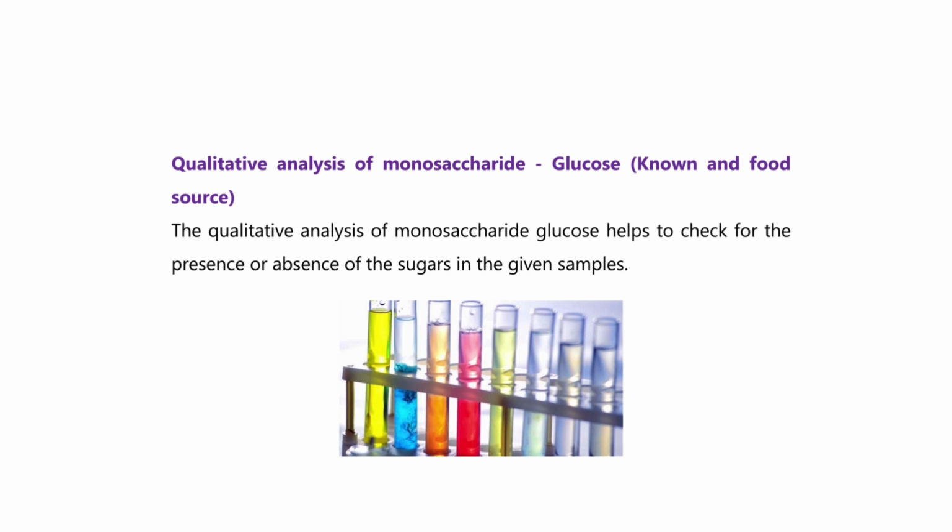Qualitative analysis of monosaccharide glucose helps to check for the presence or absence of glucose in the given sample. For our experiment, we have taken 3 samples. One is known glucose sample, another is the blank sample, and the third one is the glucose-rich food source, dates.